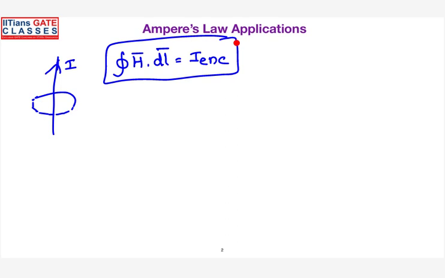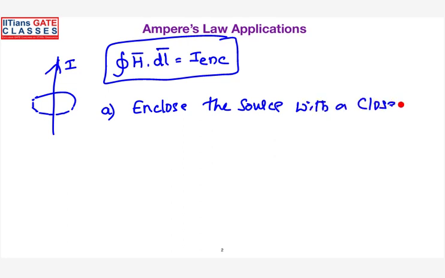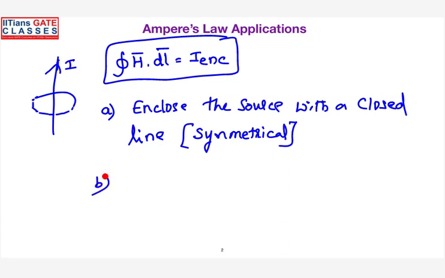So we'll use the same Ampere's law to calculate the magnetic field intensity if we know the type of current distribution. Similarly, there are two steps involved, like what we have discussed in Gauss law. The first step is you need to enclose the source with a closed line. The closed line should be able to capture the total magnetic flux generated by the current carrying wire at least once, and at the same time, the line has to be symmetrical. This is what we discussed in Gauss law. And the second thing, once you know the type of current, find out the total current associated with that, and then you can apply Ampere's law.